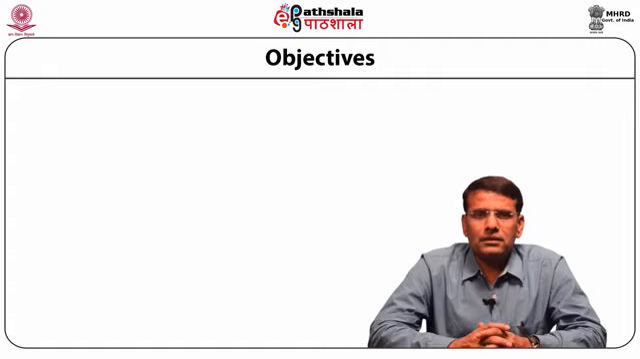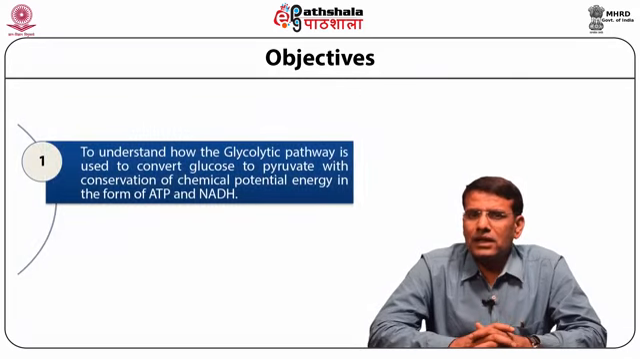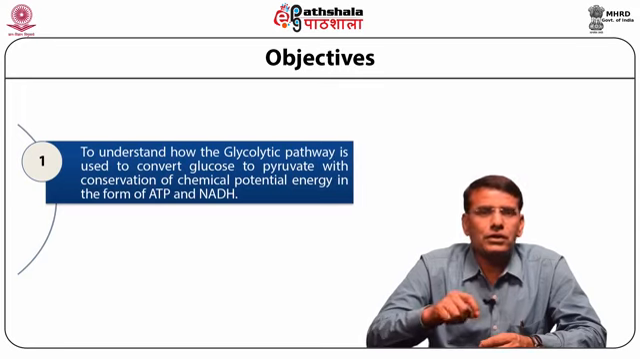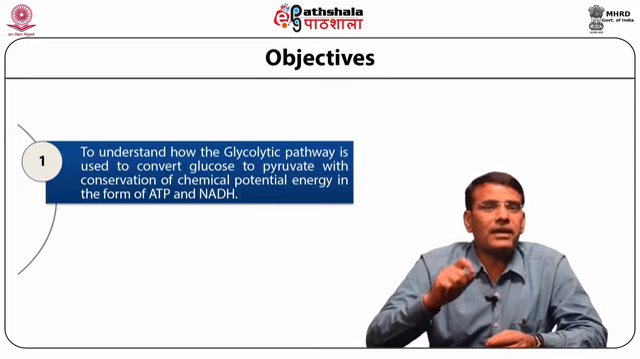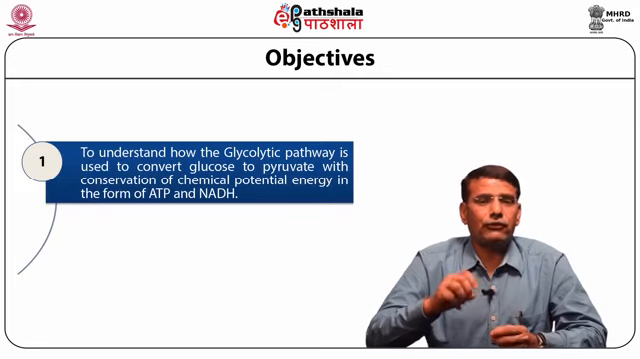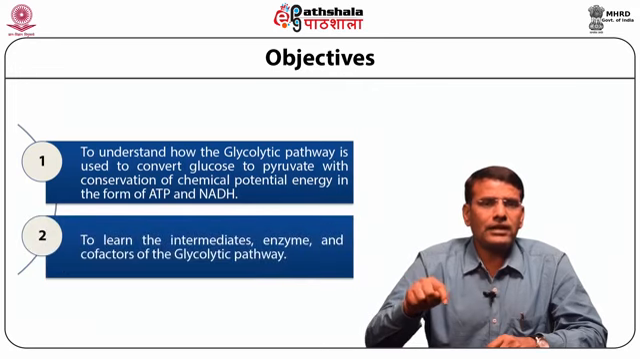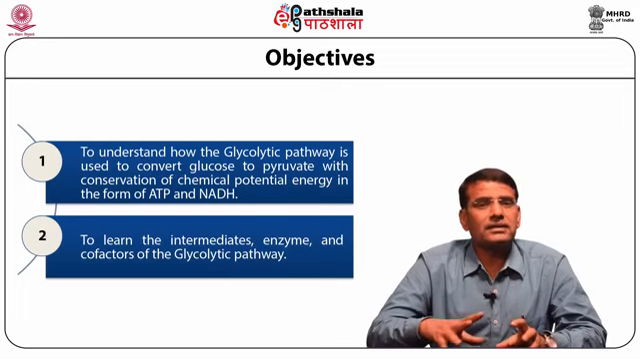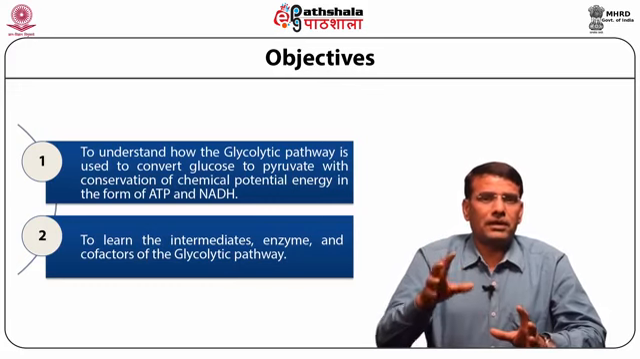We will try to understand how the glycolytic pathway is used to convert glucose into pyruvate, to understand conservation of chemical potential energy in the form of ATP and NADH, and we will try to learn what the intermediates, what the enzymes, and what the cofactors are that are part of the glycolytic pathway.